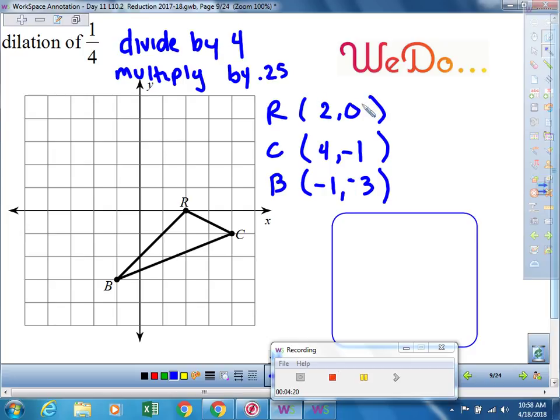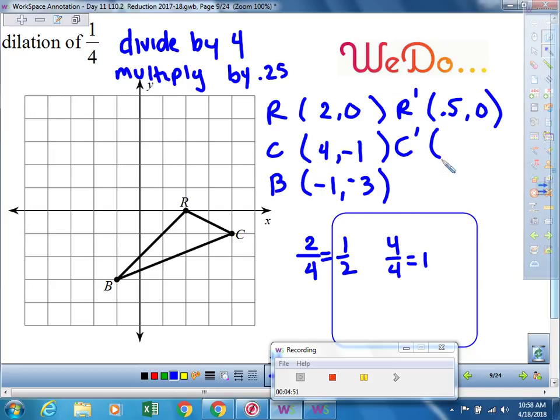All right. Now, the easiest way when you divide, you can just write fractions. So here's your number, 2, and then you divide it by 4. 2/4 is 1/2, or you can put 0.5. Either one is fine, and then 1/4 of 0 is 0. C prime. 4/4 is what? 1. And then -1/4 is -1/4 or -0.25. You can write it either way, doesn't matter.